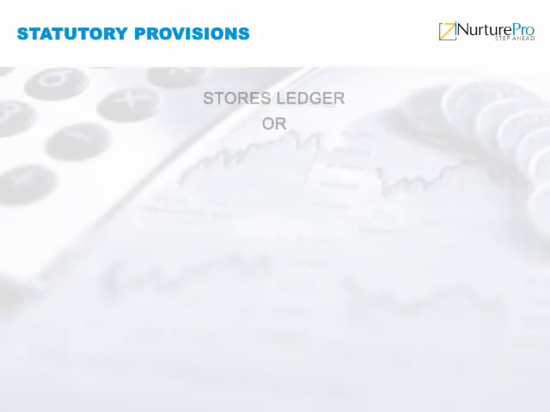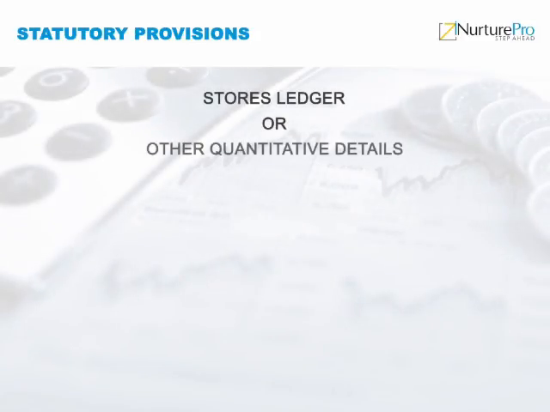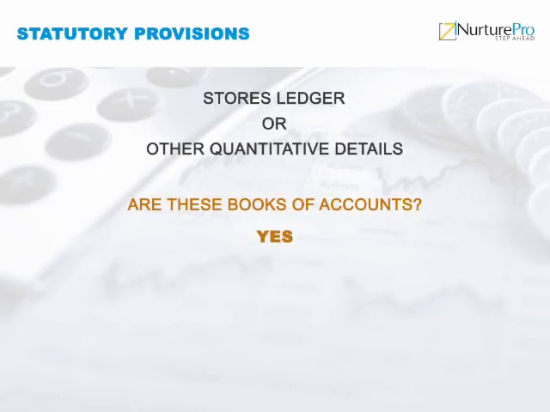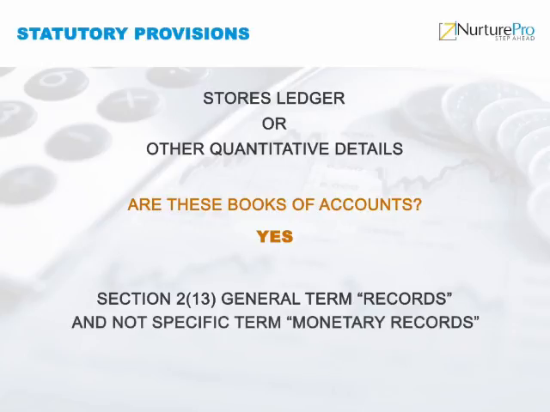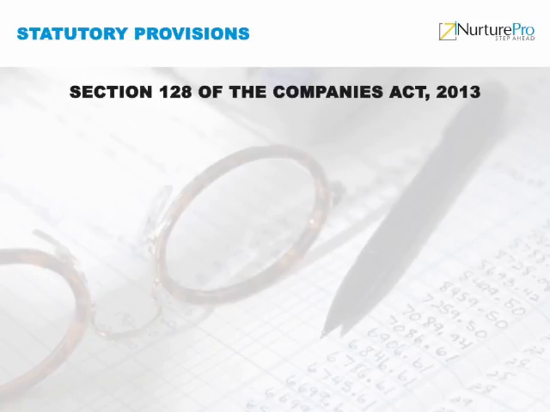Perhaps you would wonder if store's ledger or other quantitative details are called as books of accounts. The answer is yes. Because Section 2 subsection 13 has used a general term records and not a specific term like monetary records. Next we look at Section 128 of the Companies Act 2013.